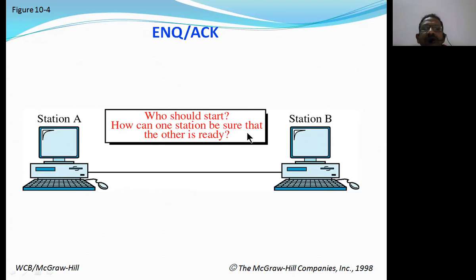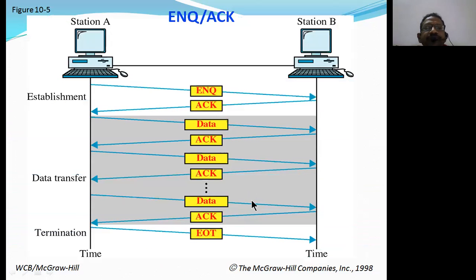So how can one station be sure that the other is ready for transmission using the acknowledgement? Station A sends an inquire signal to station B asking for its permission, asking whether station B is able to receive data or not. Station B then sends an acknowledgement signal to station A telling that I am ready to accept your data. Then station A sends its message. This is how the inquire acknowledge operation is performed in this method.